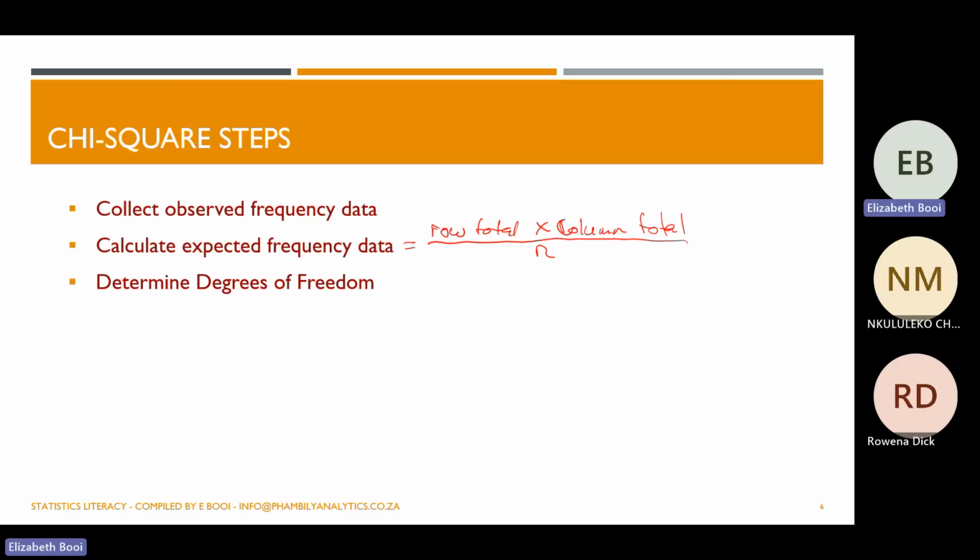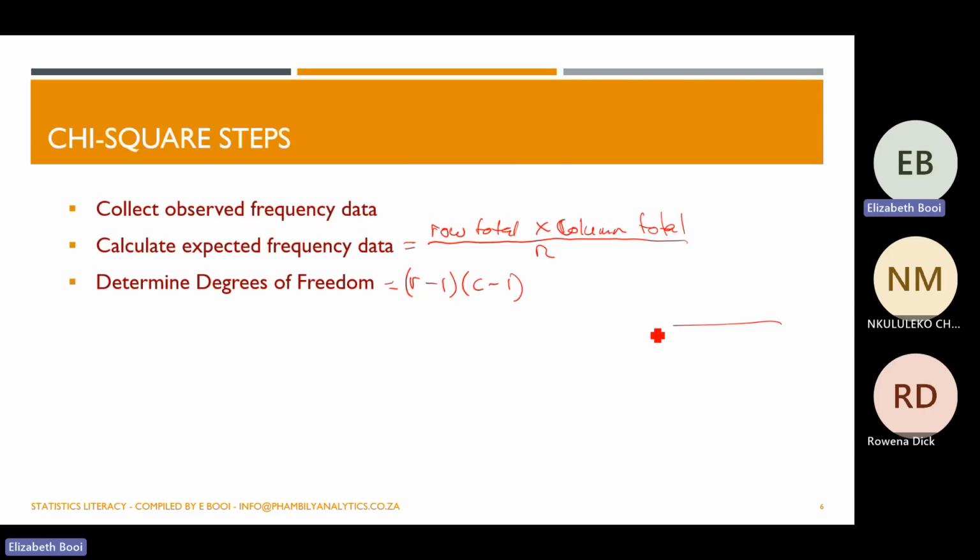Then you need to go and determine what the degrees of freedom is. And remember, the degrees of freedom is your number of rows. So you're going to count the number of rows excluding your totals and the header. So we're counting only the number of rows of the actual category values that we are calculating. So you'll say number of rows minus 1 times number of columns minus 1.